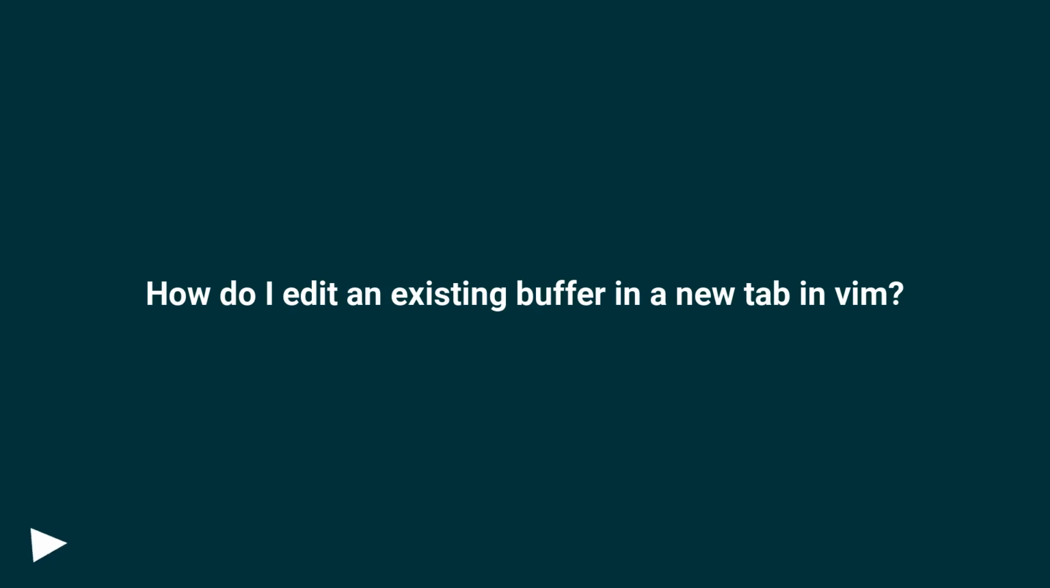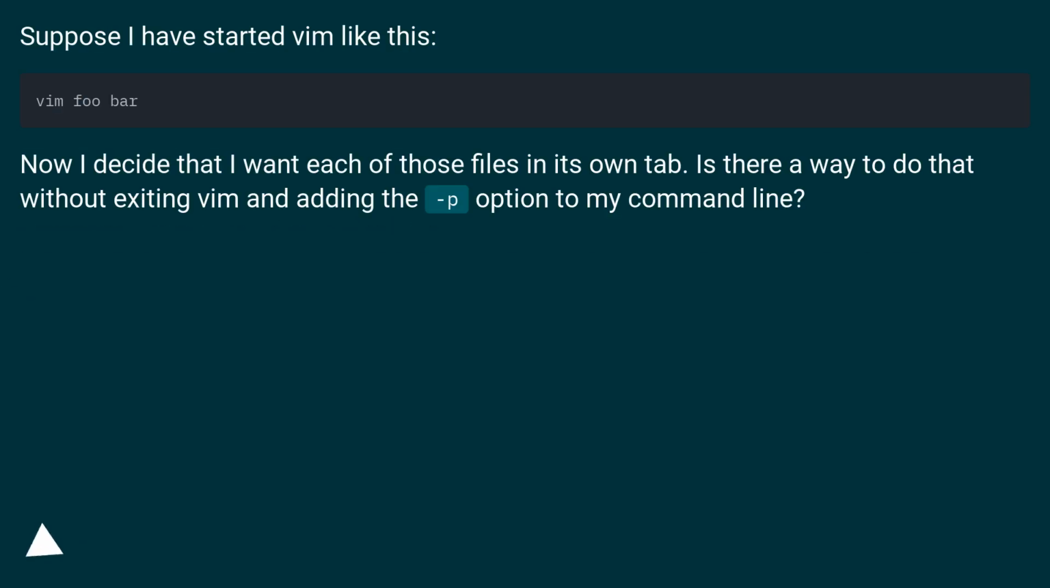How do I edit an existing buffer in a new tab in Vim? Suppose I have started Vim like this. Now I decide that I want each of those files in its own tab. Is there a way to do that without exiting Vim and adding the -p option to my command line?